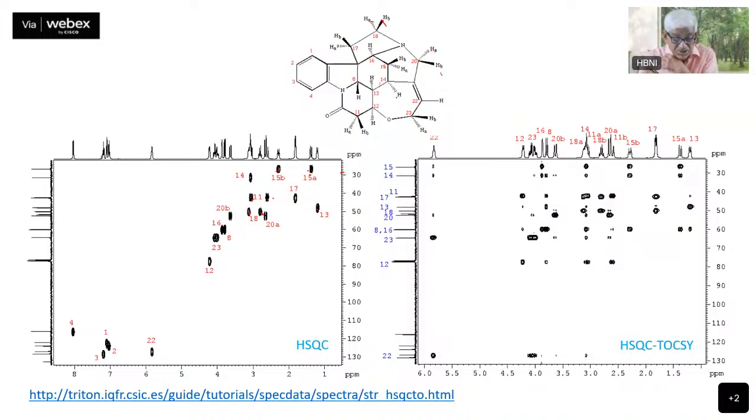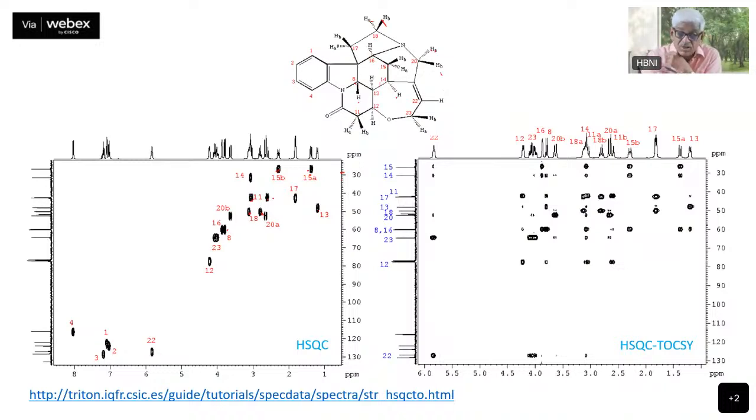And 16, where is 16? 16 is only one proton, therefore only one peak there. And 8 and 16 are overlapping probably. Where is 8? Here. 8 is here. So 8 and 16 are equivalent, it looks. They are adjacent here. And 23 has two protons, and they are again equivalent, very close by. And 12 is only one proton, no problem. 22 is only one proton, that is here.